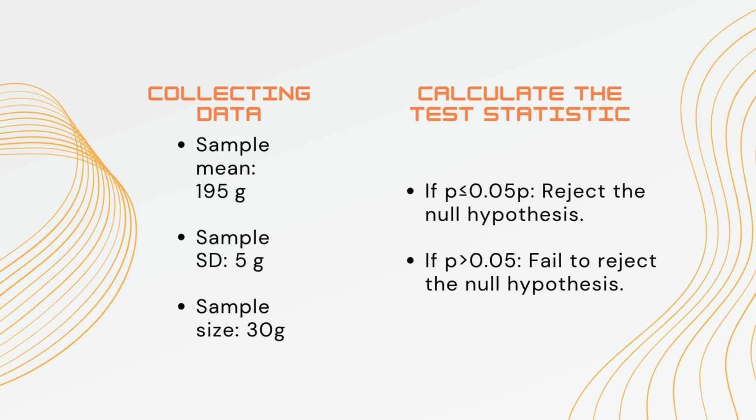Now, we calculate the test statistic, which measures how far off our sample is from the claimed average. Using that, we compute the p-value, which answers the question, how likely is it to get a sample this extreme, assuming the claim is true?